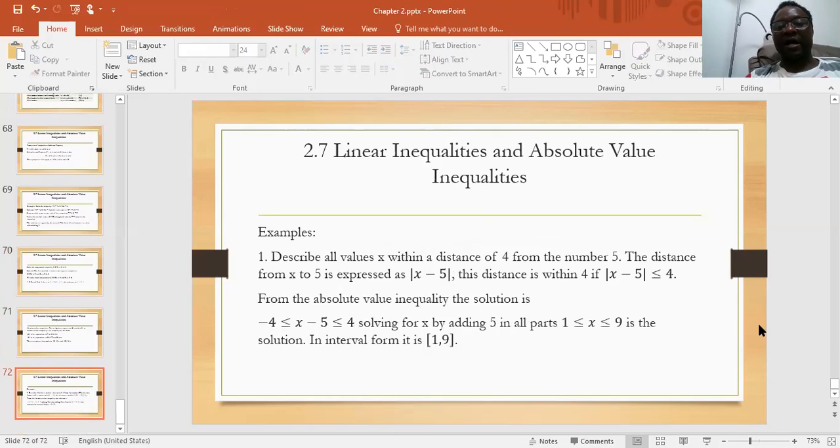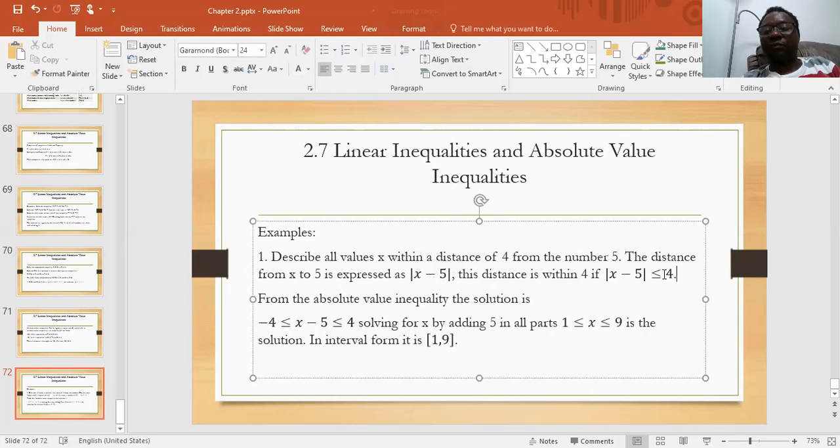Let's look at an example here. Describe all values x within a distance of 4 from the number 5. That means the distance between x and 5 is the absolute value of x minus 5. That's the meaning of the distance between two numbers: the absolute value of their difference. So if they are within 4, that means the absolute value of x minus 5 is less than or equal to 4. So we want to solve this inequality.